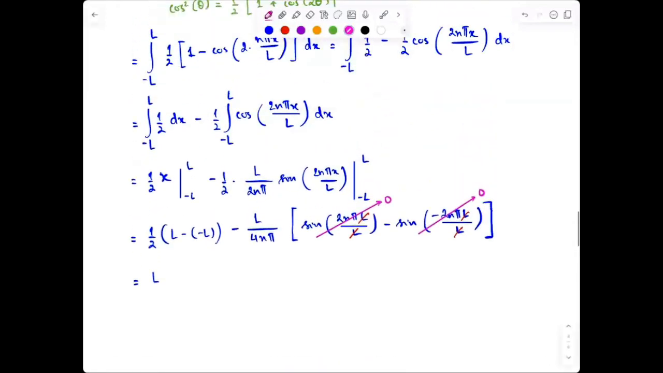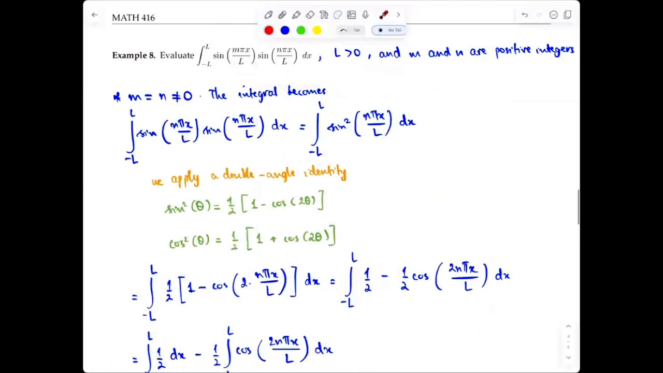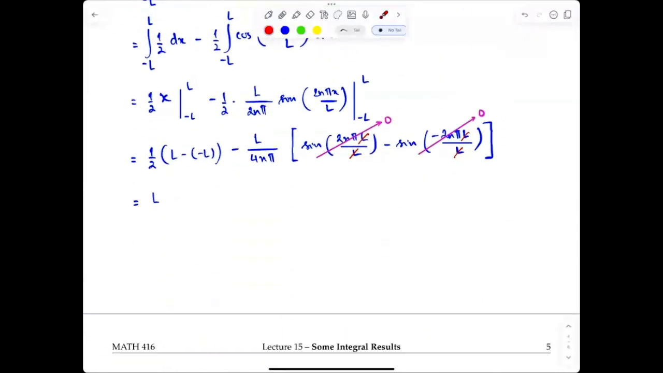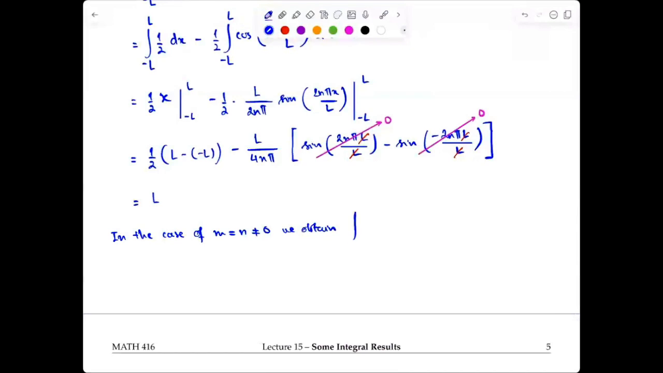So in the first case that we analyzed, we said that m is equal to n and it's different from 0. The integral that we get is equal to L. So we can conclude that in the case of m equal to n different from 0, we obtain that the integral from negative L to L of sine of m pi x over L times sine of n pi x over L dx is equal to L.